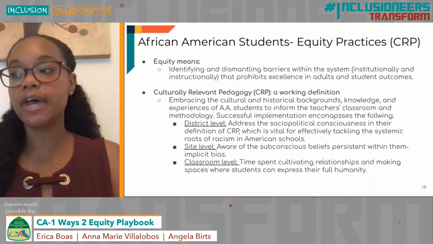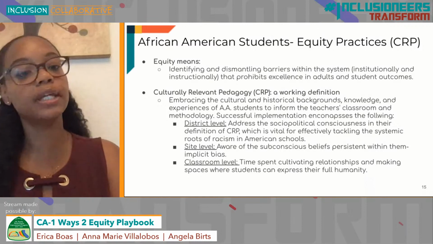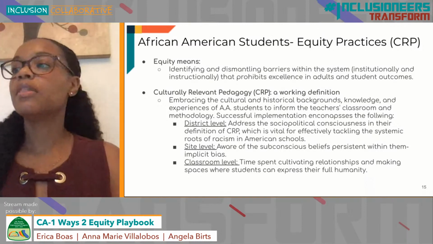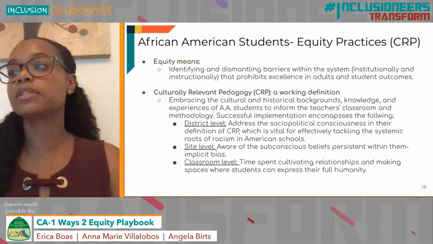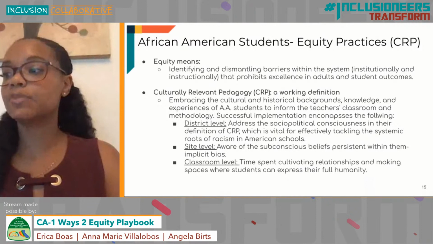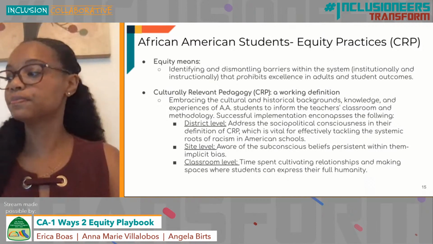CRP is useful in that it can help teachers to create a bridge between the identities and communities to which students belong, while simultaneously meeting learning objectives and expectations in the classroom.